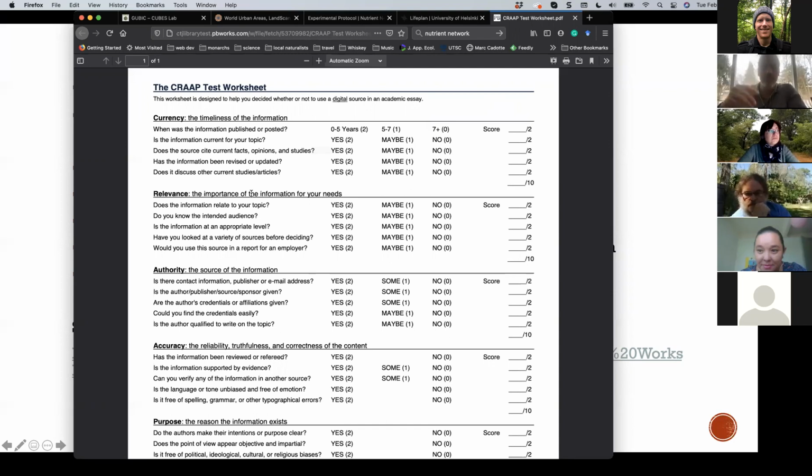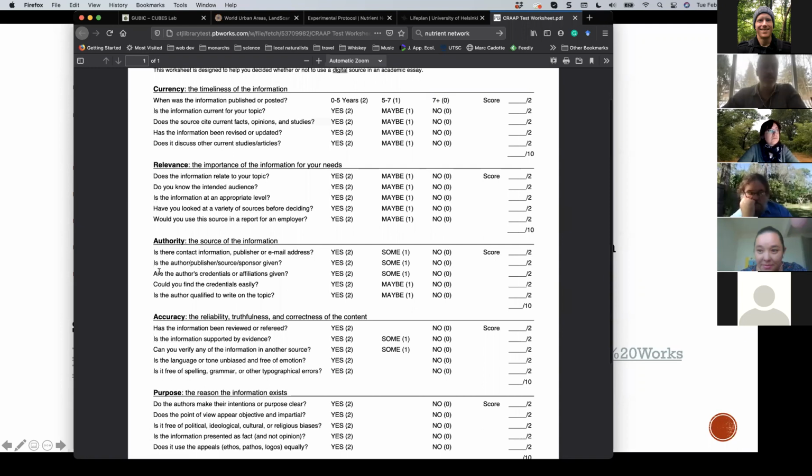So you can look at it quickly and say, it is relevant. I would score it high on this. The authority, yes, it's a good journal. It's scientists that produce this. I give it a high score. Accuracy. You just start thinking this way, which can really help you.